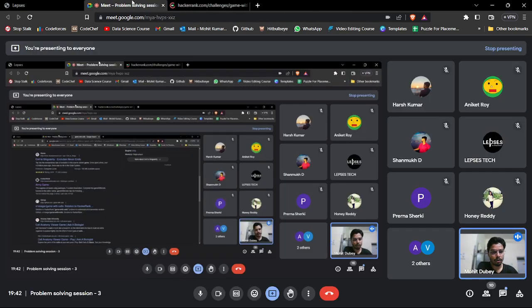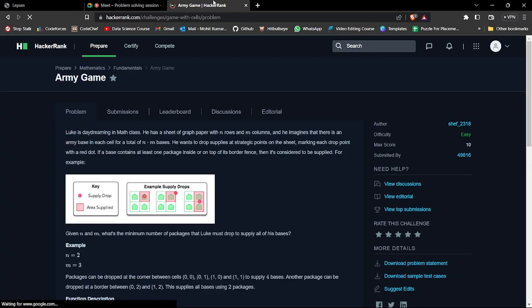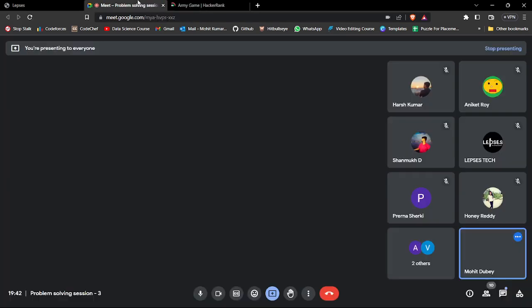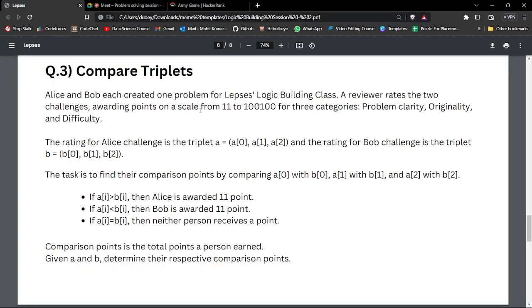Now we'll slowly move to the platforms, right? So we are starting with Hackerrank first, then we'll move to LeetCode, then CodeChef, and this way we'll keep moving ahead. So to start with, let's first discuss the first question. The question says that we have to compare the triplets. So let's understand the question first.